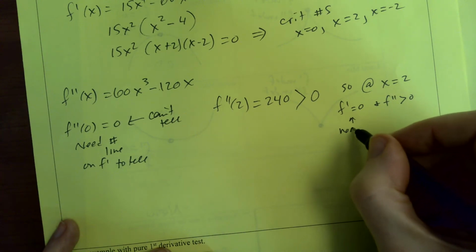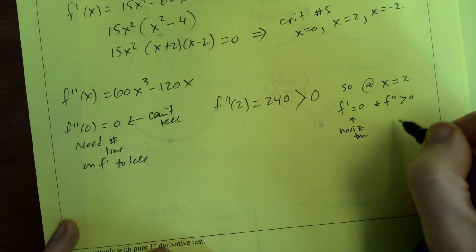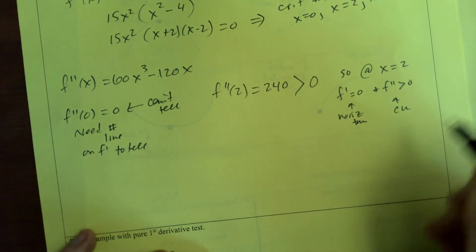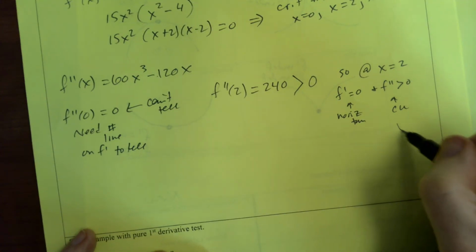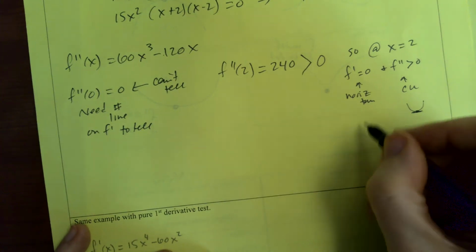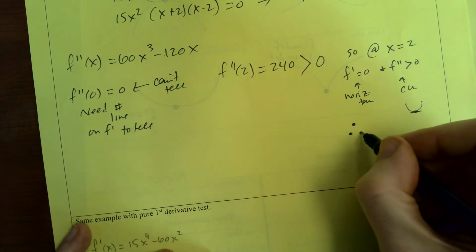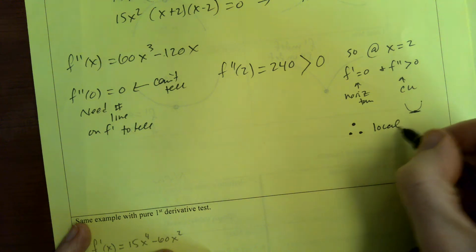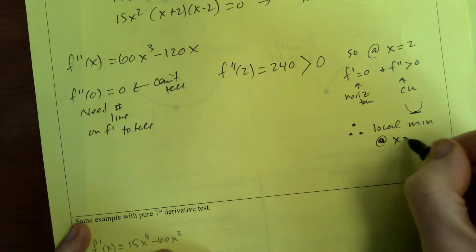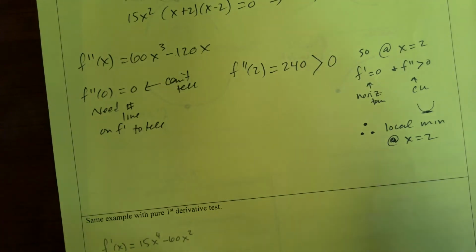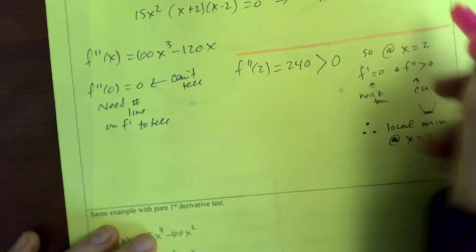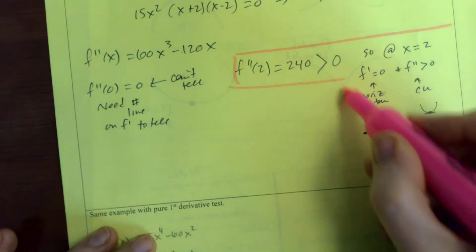Okay, so this means horizontal tangent, and then this means concave up. So imagine that you've got a horizontal tangent and concave up. So it would look like this. Therefore, local min at x equals 2. All right, I'll section all of this off. So there's the second derivative test on that one.